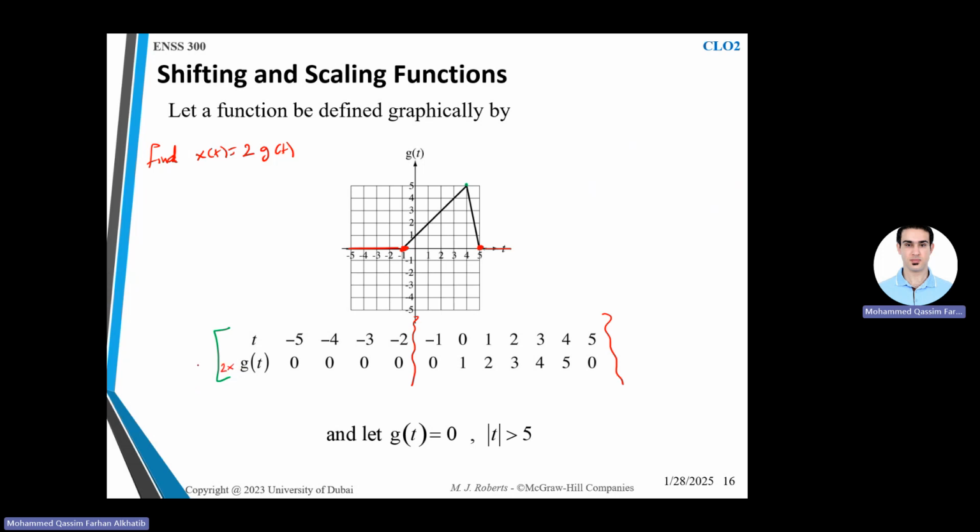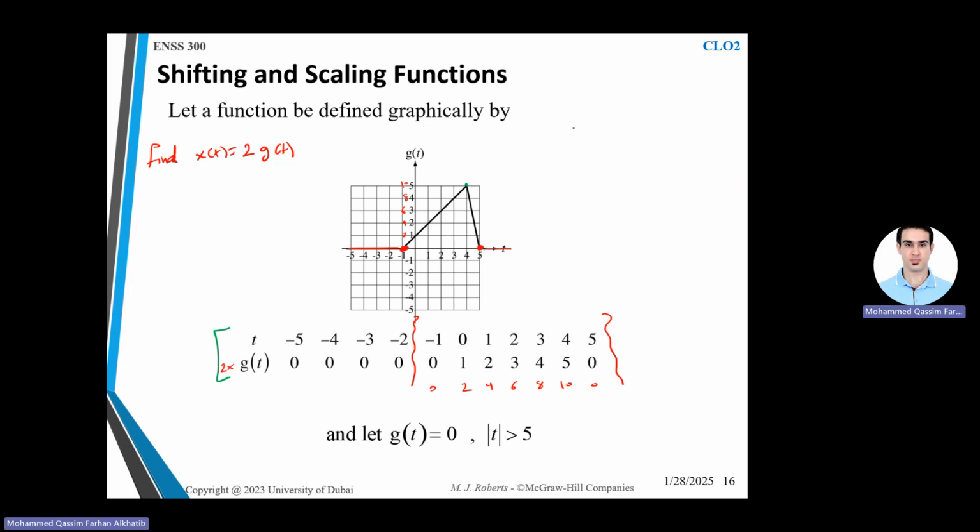Now, there is no change in points in time, because here the function still remains g of t. So what will be the values? I'll have 0, 2, 4, 6, 8, 10, 0. That's it. That's amplitude scaling, which is very easy. How to draw it? It's going to be the same exact shape. However, my values will be 2, 4, 6, 8, and 10.